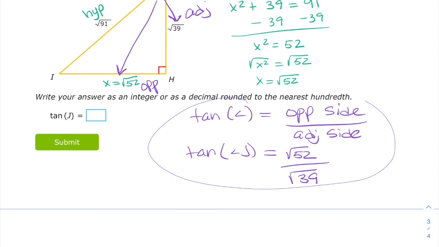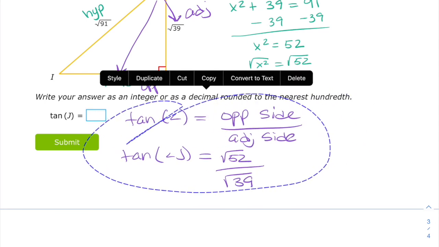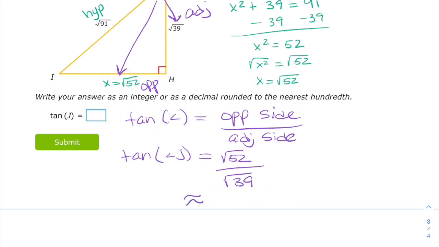All right, this approximately equals, let me type this into a calculator. This one might be difficult. Be careful. Use parentheses and whatnot. Square root of 52 divided by the square root of 39, and we get approximately 1.1547005. If we're rounding to the nearest hundredth, it looks like it drops off to 1.15.